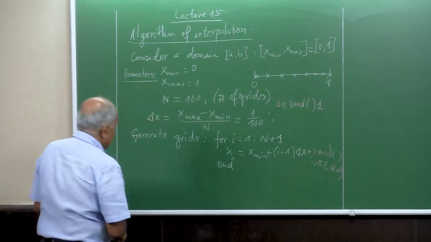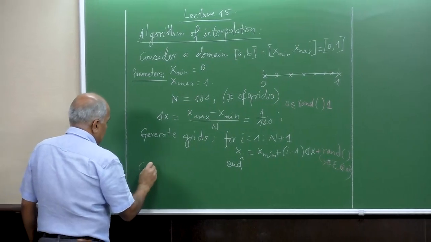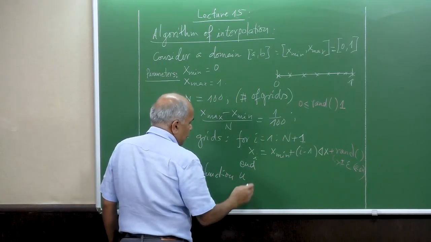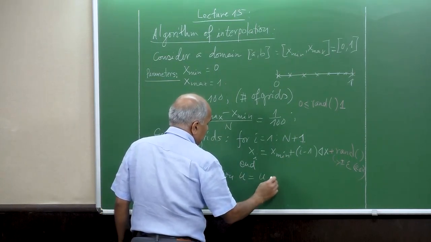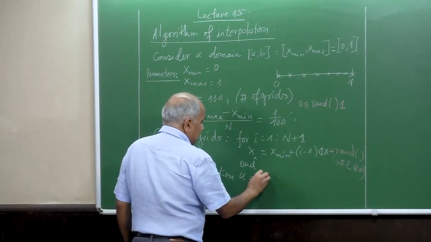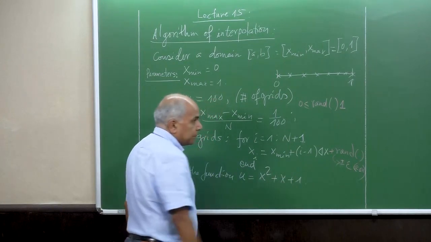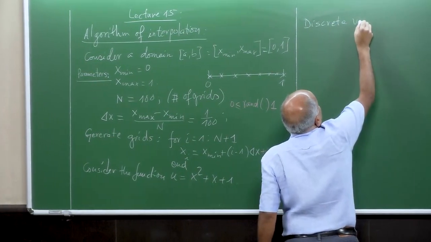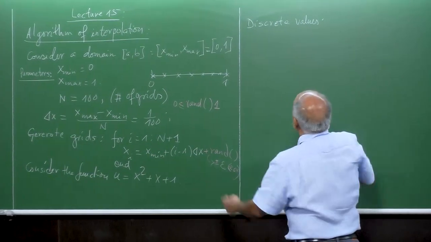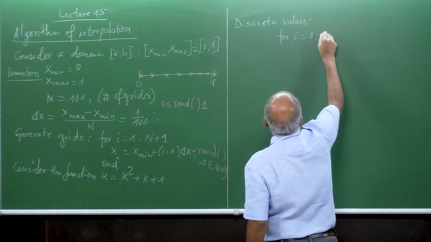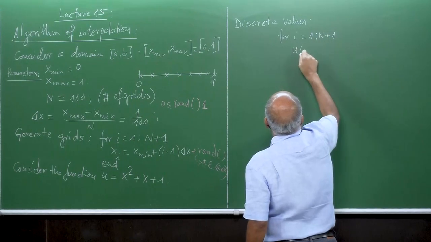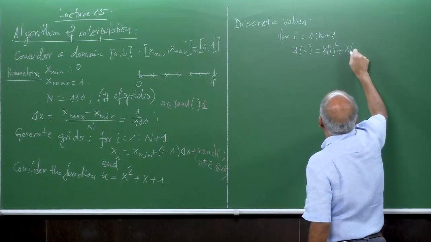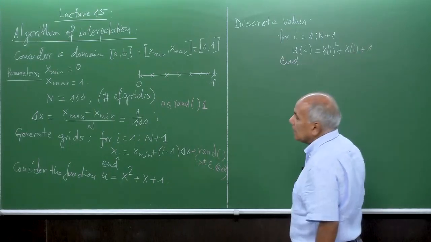And now, which function do we want to reconstruct? Take any arbitrary function u. I take some type of quadratic function, x square plus x plus 1. So our discrete values: if we know x i, then we can define for i equal to 1 to n plus 1, u of i is equal to x i square plus x i plus 1. So I have my discrete points.